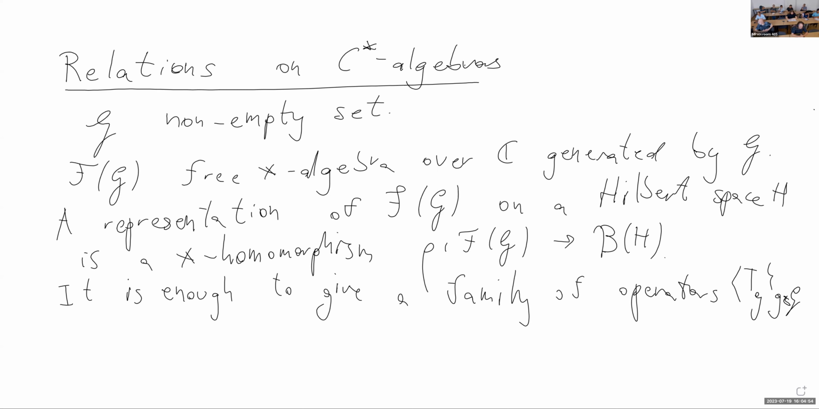And the idea is that, in a way, we want these operators to satisfy certain conditions. So I'm going to talk about two kinds of relations. In theory, I guess we can talk about any other kind of relation, but I'm going to focus on these two.